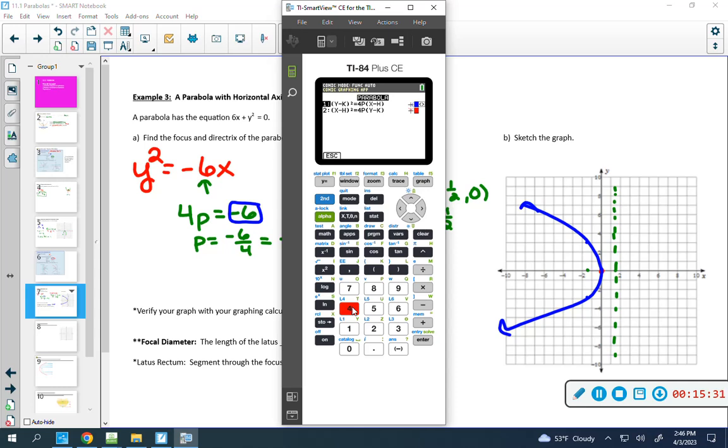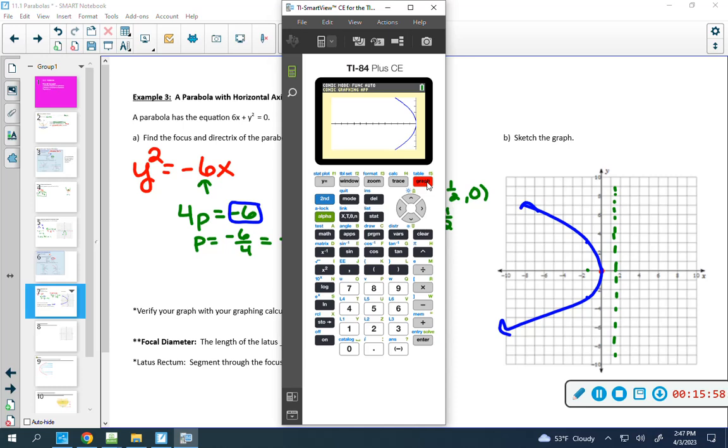So I'm going to go ahead and hit enter. And then, of course, you can see I punched this in earlier. So 0, 0, that's the vertex, 0, 0. Yours will all be 0, 0 today. It'll change eventually. And my p-value was negative 1.5. And you can put negative 1 and negative 3 over 2, whatever. And then I just hit graph. And there it is.